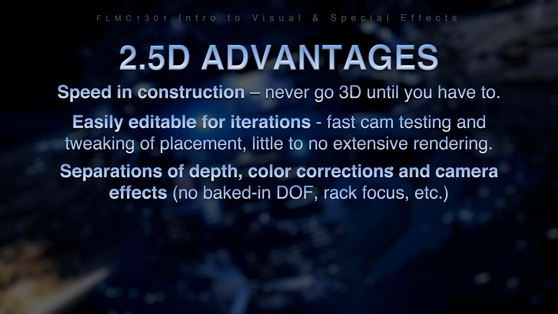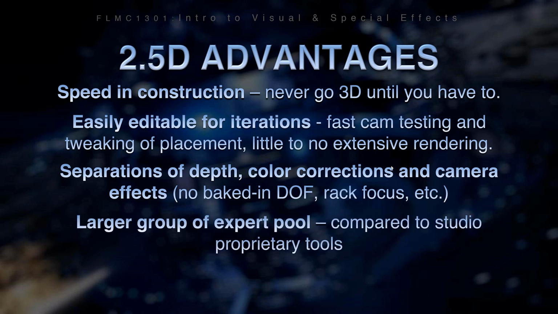Now, normally when you render, and we'll talk maybe a bit about that later, you're going to render in separate passes called AOVs, arbitrary output variables. And of course, that gives you a lot more creative freedom to see how the final render looks in post-production in compositing. But that's outside the scope of our discussion at the moment. But separations of depth and color corrections and camera effects, it's all right there for you to play around with depth of field or rack focus or atmospheric perspective or all kinds of good stuff like that.